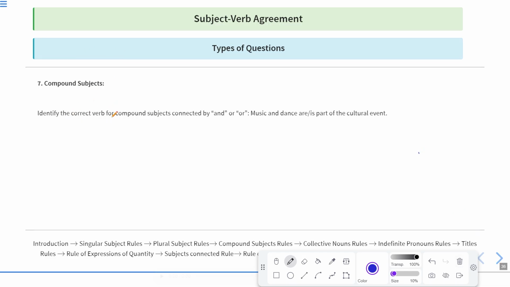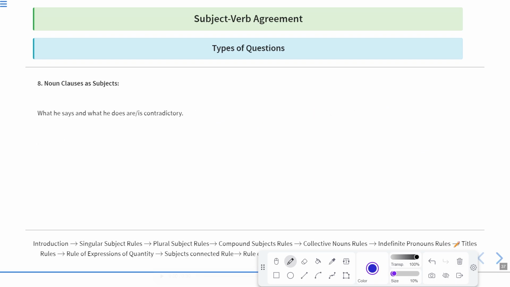Compound subject rules. Identify the correct verb for the compound subjects connected by and. For example, music and dance are or is part of the cultural event. So music and dance are. Music and dance are two different things or two different activities. So we'll use a plural verb with it. So music and dance are part of the cultural event. Now let us move to the next one.